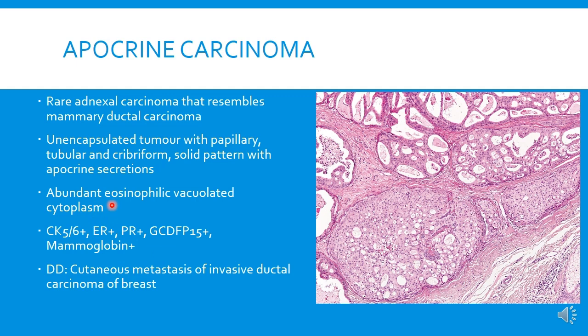So it has abundant eosinophilic vacuolated cytoplasm, and IHC-wise it is positive for CK5/6, ER, PR, gross cystic disease fluid protein 15 and mammaglobin.